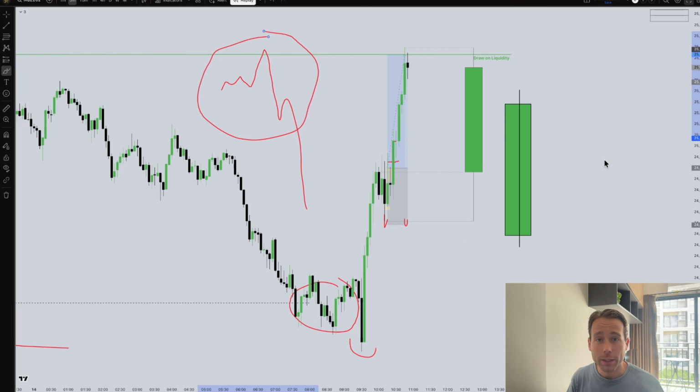So simplifying ICT concepts with market maker models, the AMD together with the 10 a.m. game is all you need to start making money.